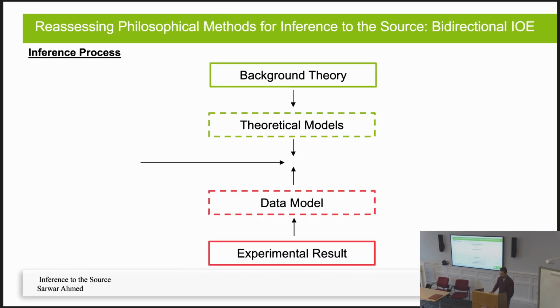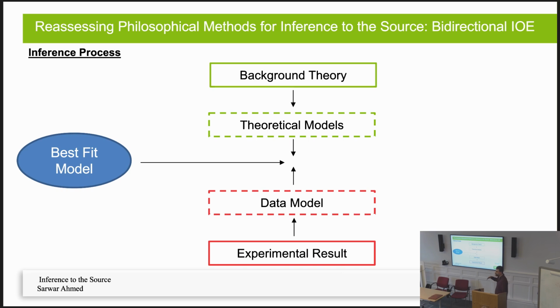So if I present with a kind of schematical representation, it would be something like that. From bottom up, we have the background theory, and then the background theory provides theoretical models from top down, and then from bottom up we have the experimental result, and from the experimental result we have data models, and then by this bidirectional inference, the best fit model is selected.